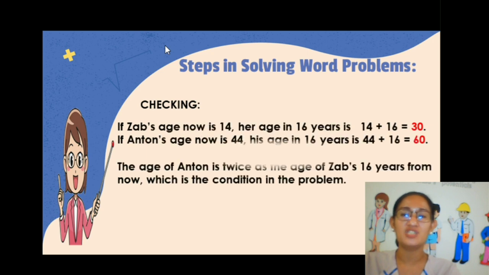Let's check it. If Sab's age now is 14, her age in 16 years is 14 plus 16 equals 30. If Anton's age now is 44, his age in 16 years is 44 plus 16 equals 60. The age of Anton is twice the age of Sab 16 years from now, which is the condition in the problem.